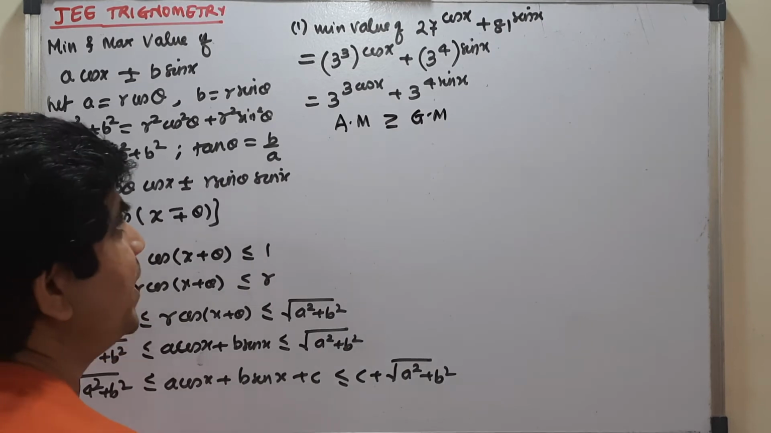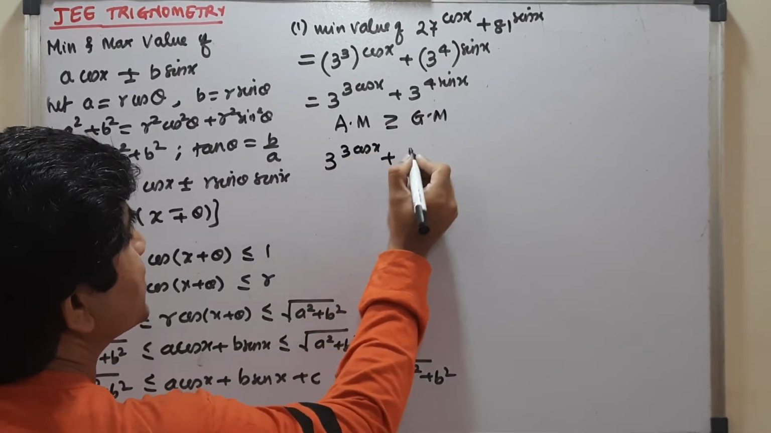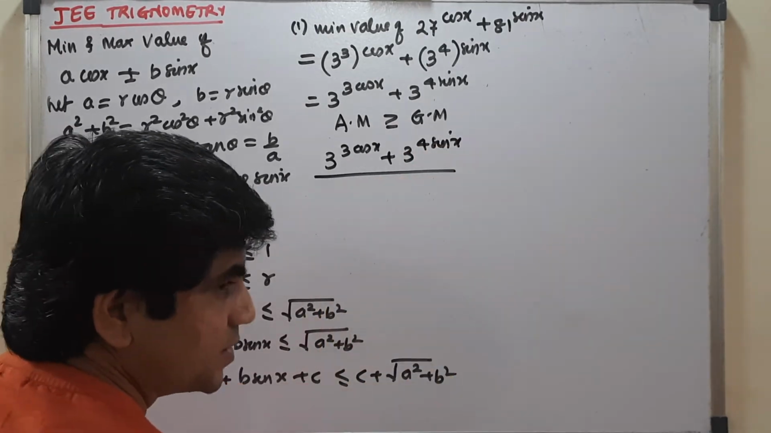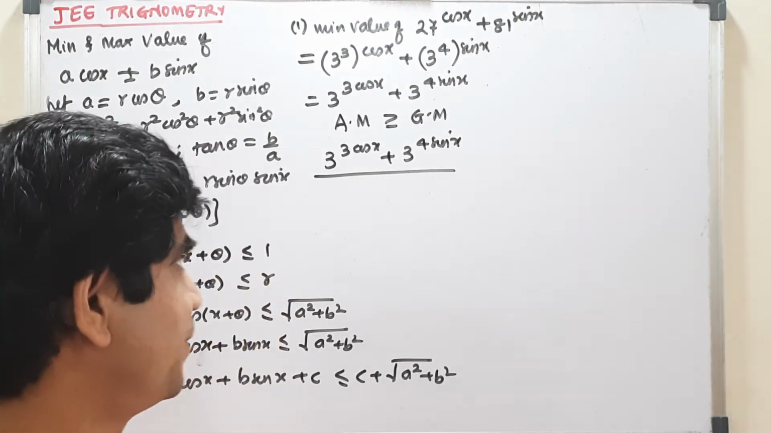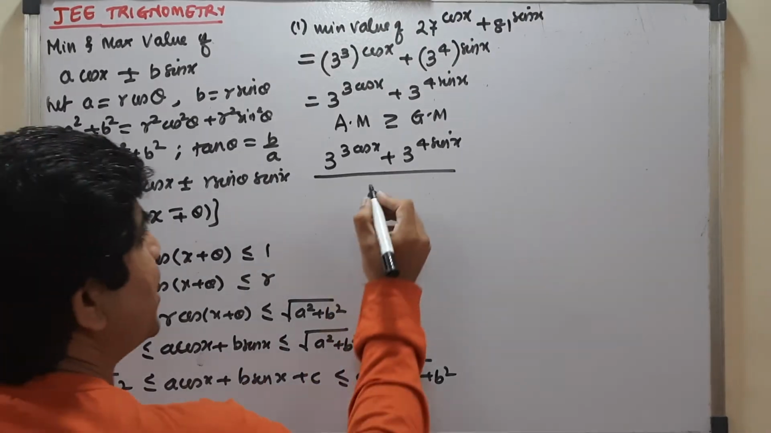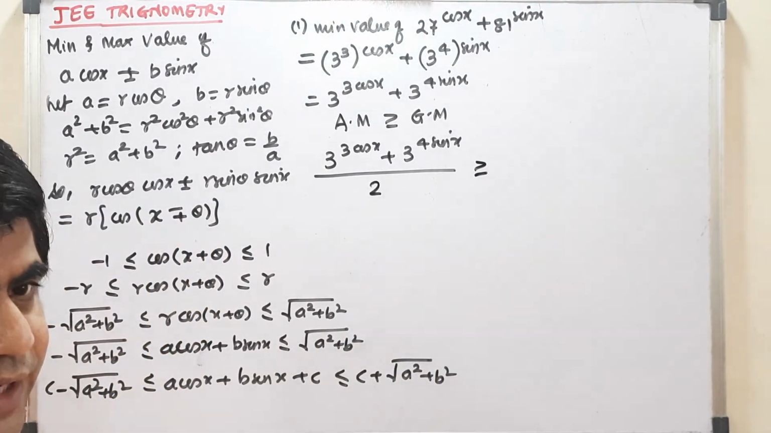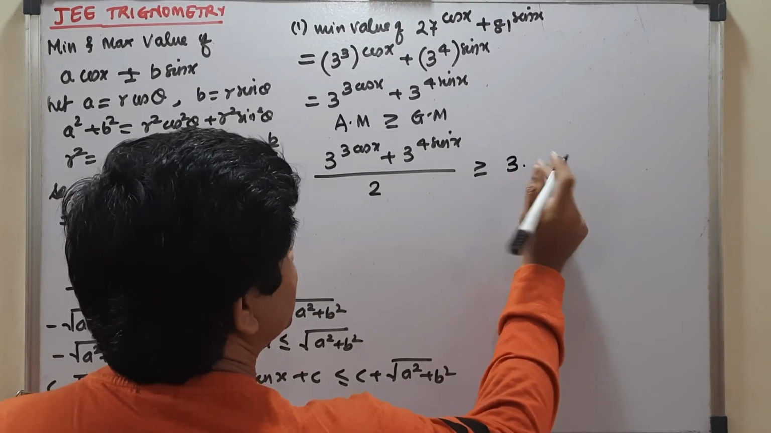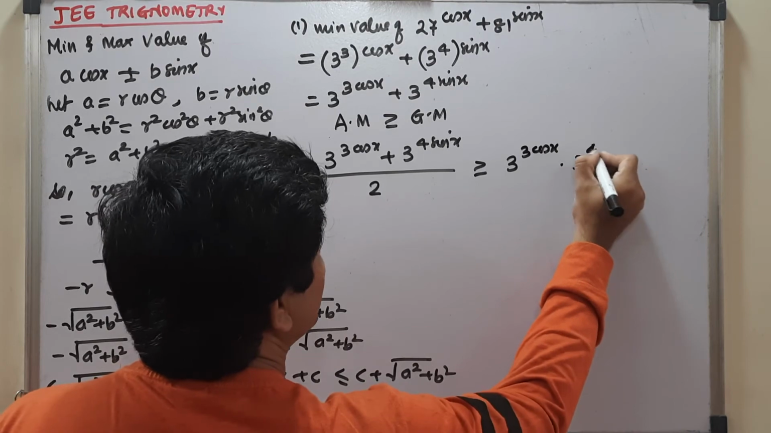Okay. So arithmetic mean over here will become what? 3 raised to 3 cos x plus 3 raised to 4 sin x. You can watch my video of this. That is root mean square, arithmetic mean, geometric mean and harmonic mean. So here, divide by 2 is greater than or equal to geometric mean. Geometric mean is nothing but this product, that is 3 raised to 3 cos x into 3 raised to 4 sin x.